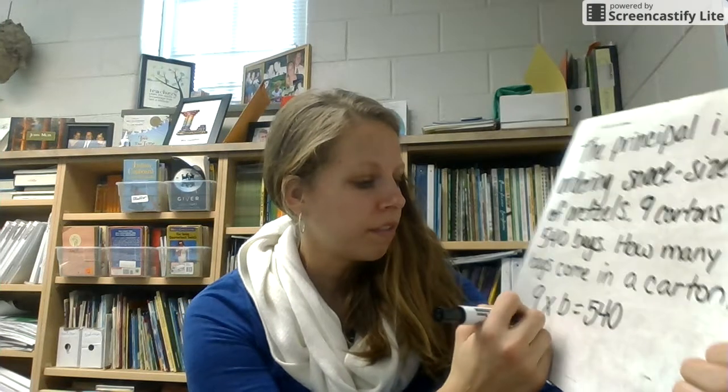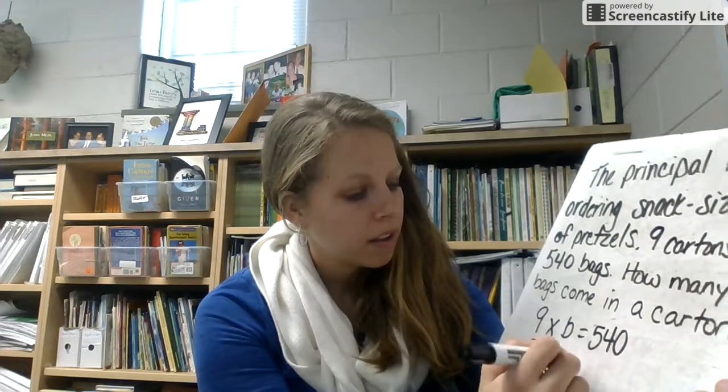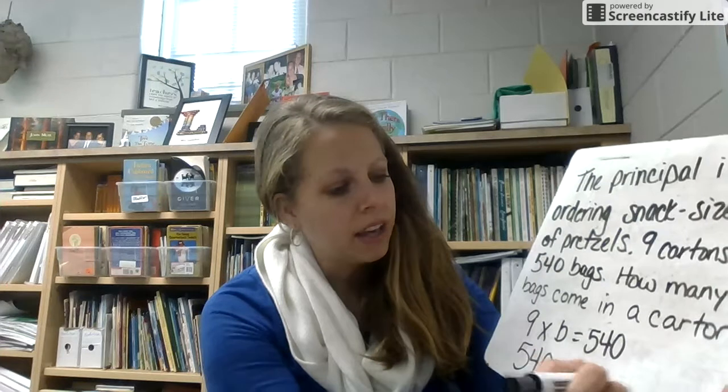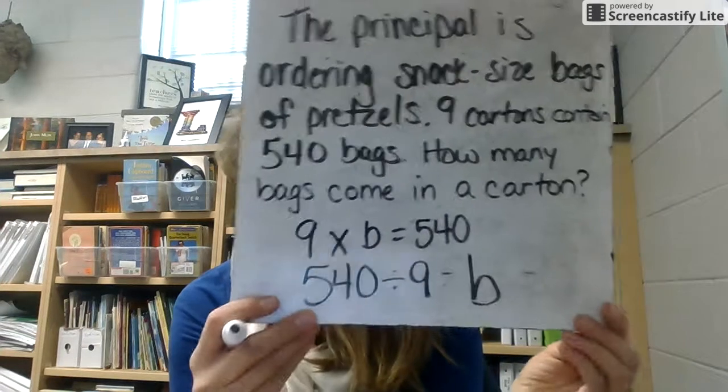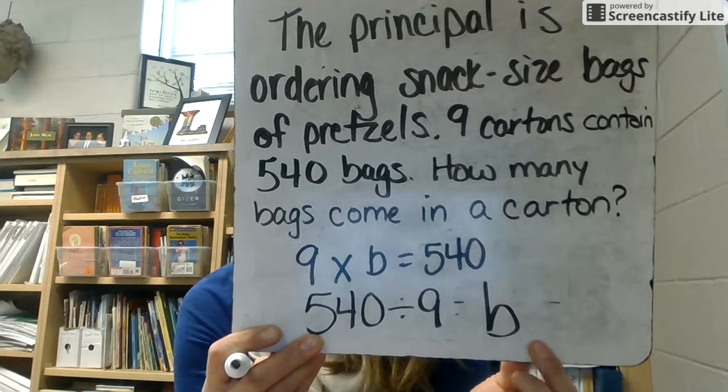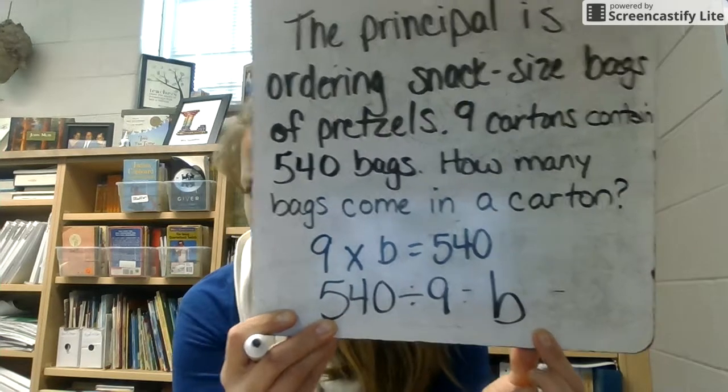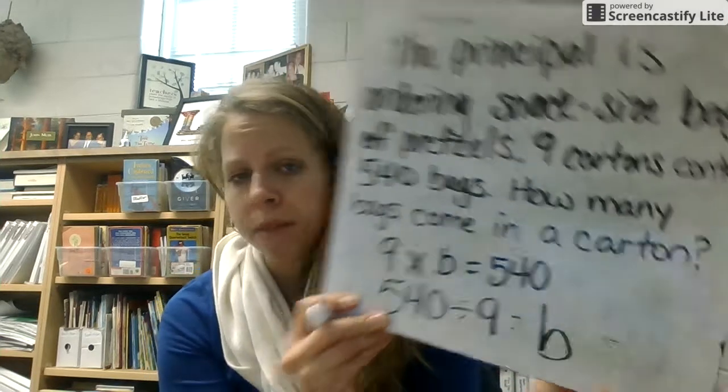Another way, I could do 540 divided by 9 equals b. Okay? The only thing I'm looking for is this final answer. I could also do 540 divided by b equals 9. So there are a couple different answers there that I would have accepted for you.